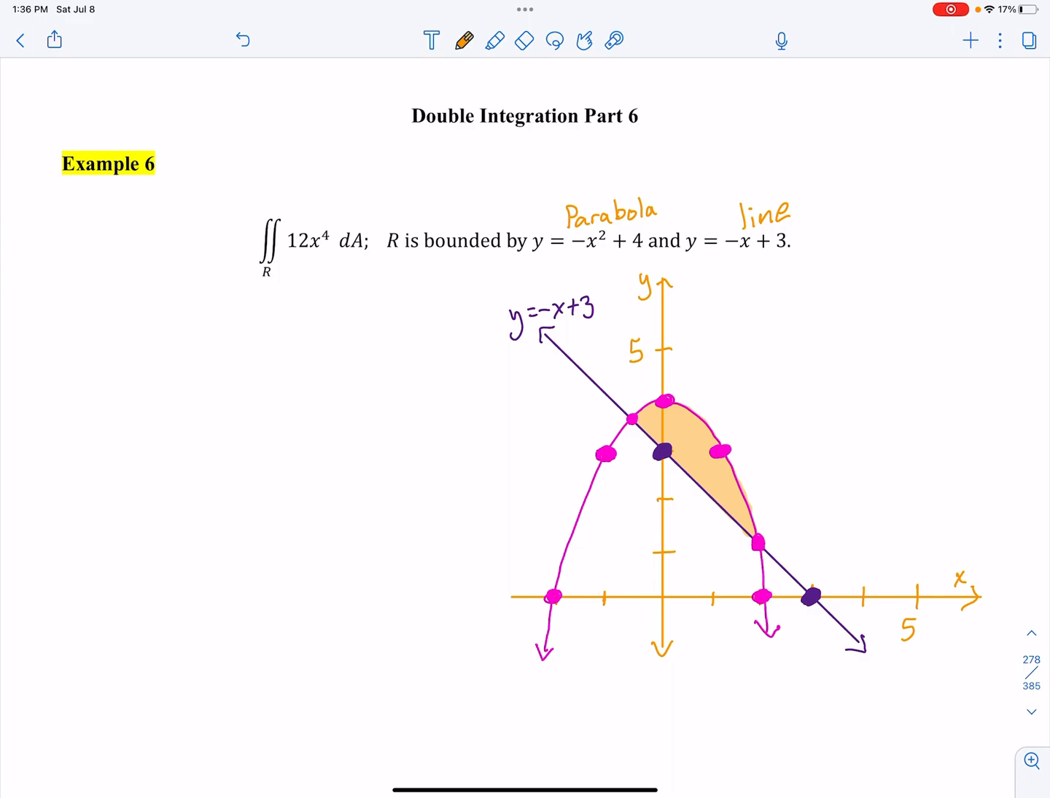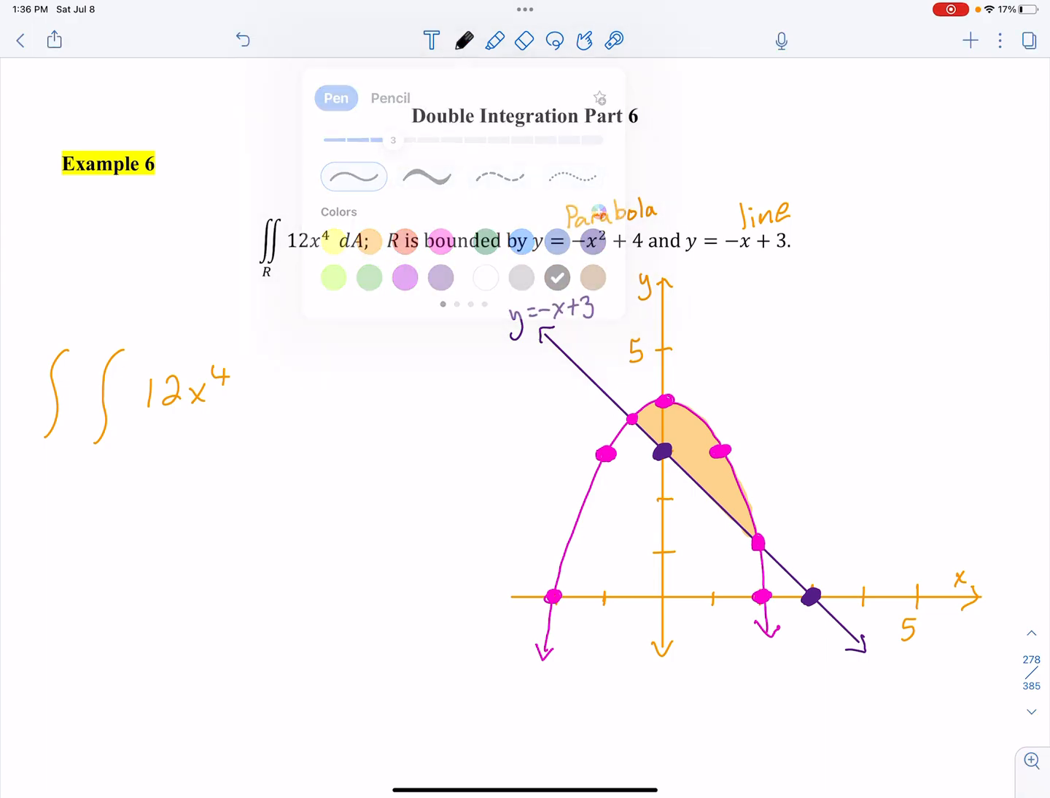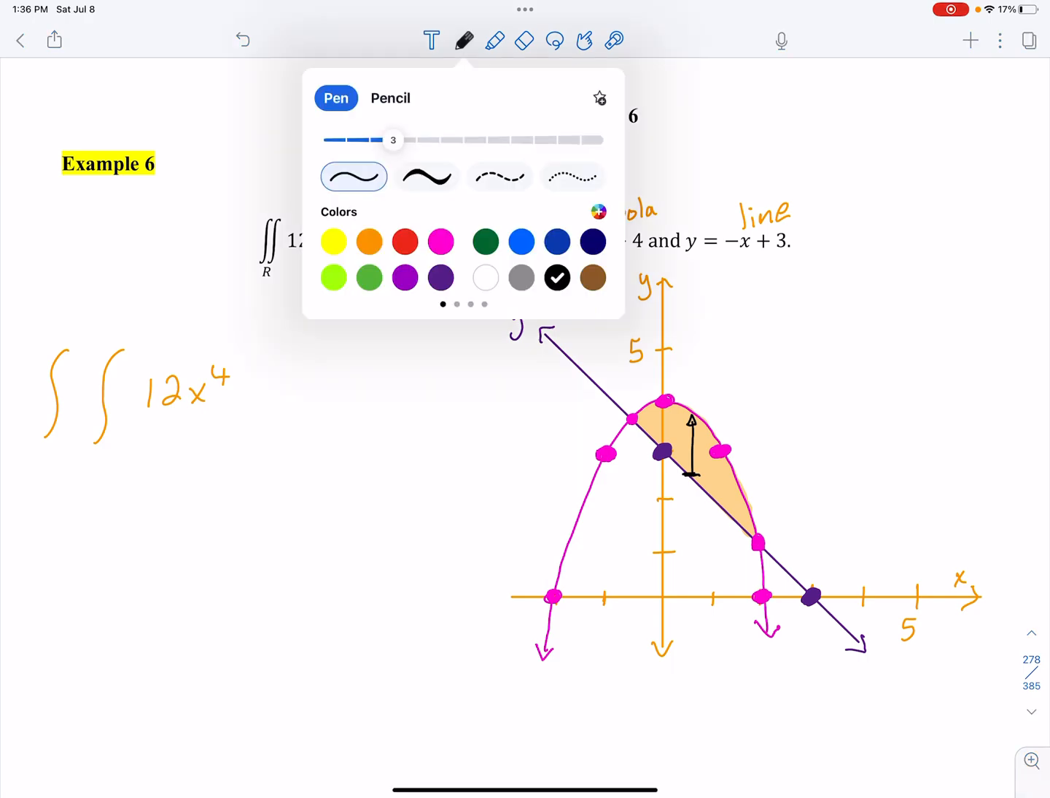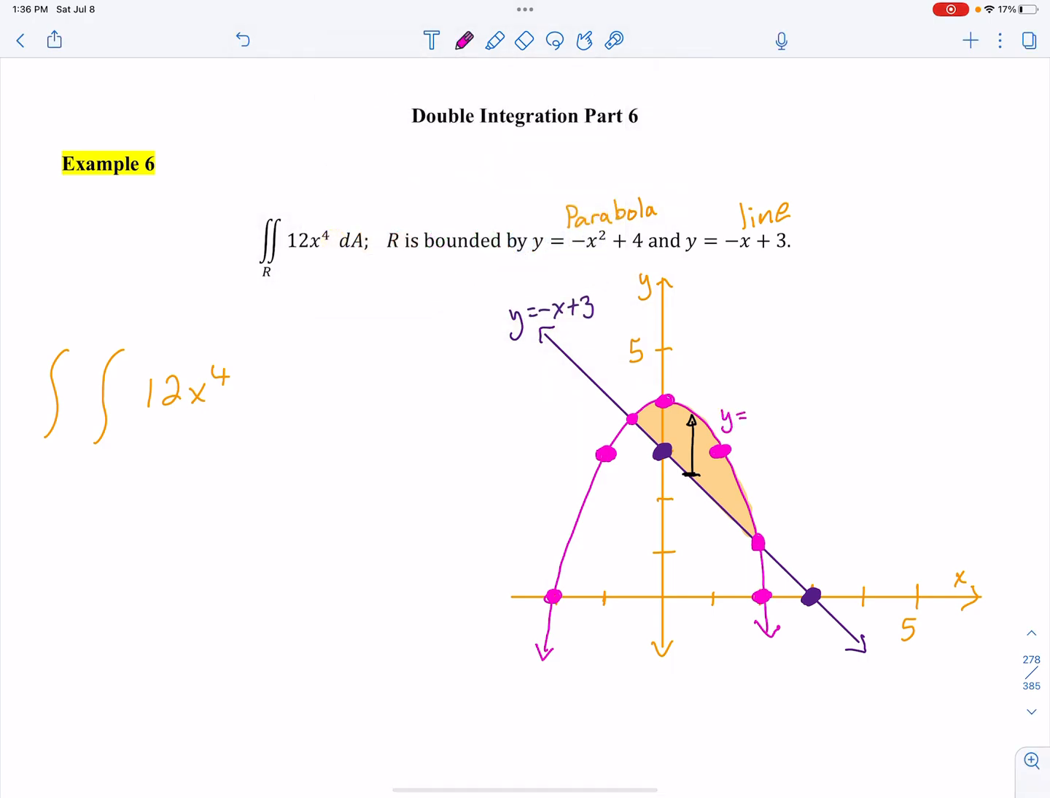All right, so let's begin our integration process. I have the integral of 12x to the 4th. And then we have to decide which one we want to do first, x or y. If I'm looking here, I can grab this piece and go up to that piece, and that's the same all the way across. These are already in terms of y. This is y equals negative x squared plus 4 on top, and then in purple, the line on bottom. So that tells me exactly what to write where.